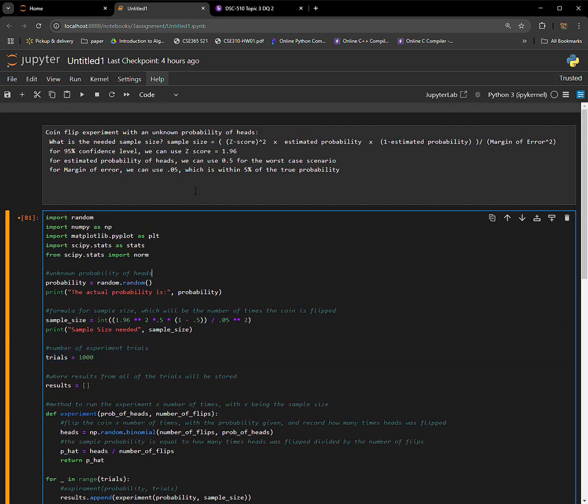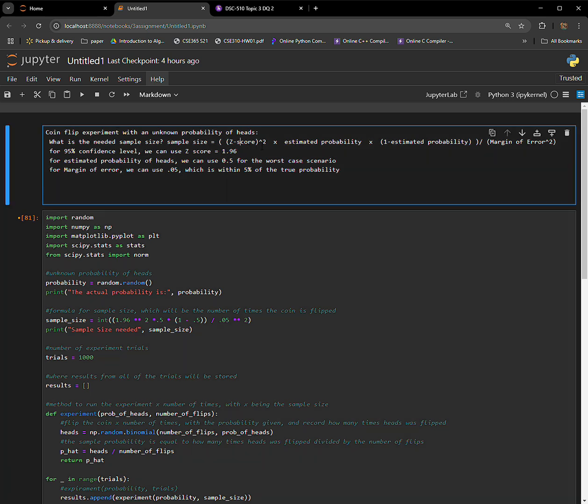And then the formula for determining the needed sample size is the z-score squared times the estimated probability times 1 minus the estimated probability. And you can divide all that by the margin of error squared. So for a 95% confidence level, you use a z-score of 1.96, and then for the estimated probability of heads, we use 0.5, which is the worst case scenario. And then for the margin of error, we can use 0.05, which is stating it's within 5% of the true probability.